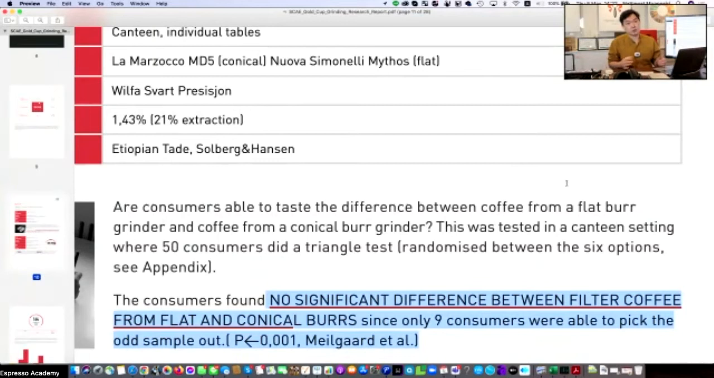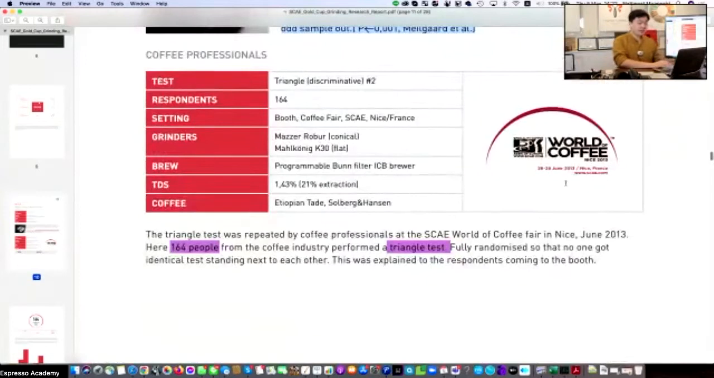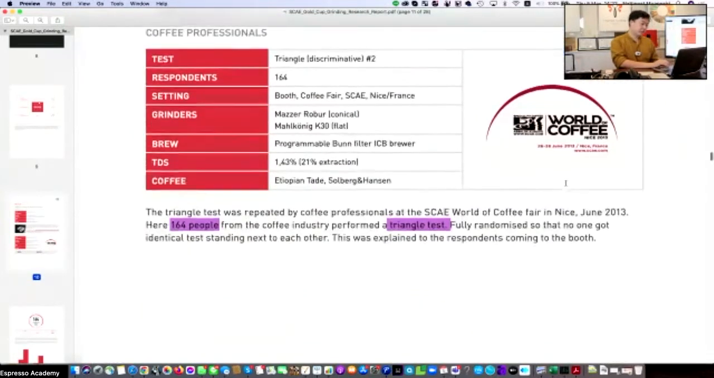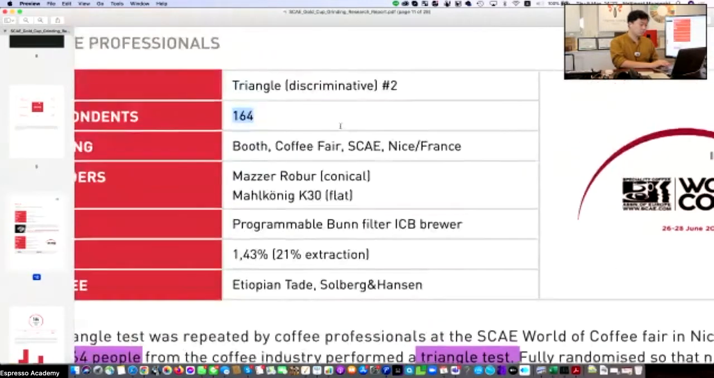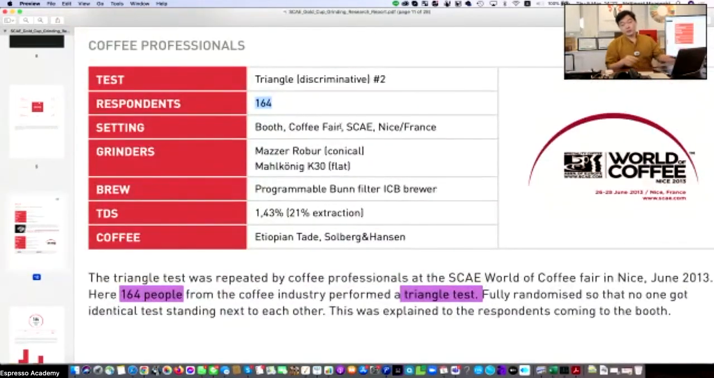That's the hypothesis. So let me do the triangulation. If there is a difference, people would be able to pick it up. They would be able to find the right odd cup. From the 9 consumers only, that's all they were able to pick. They did it again with 164 people. But now, first it was consumers, now it's trained tasters.